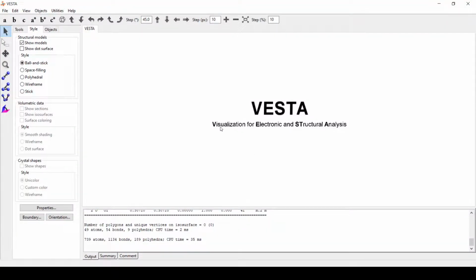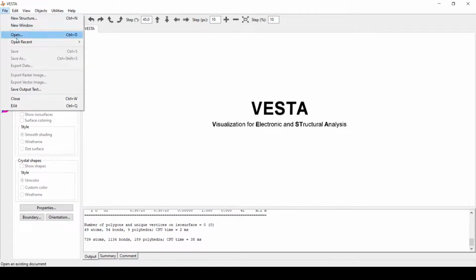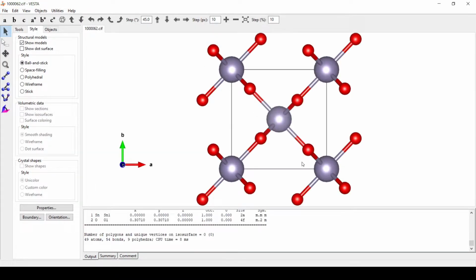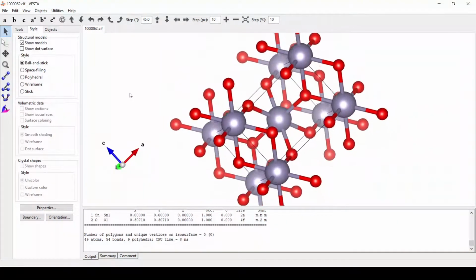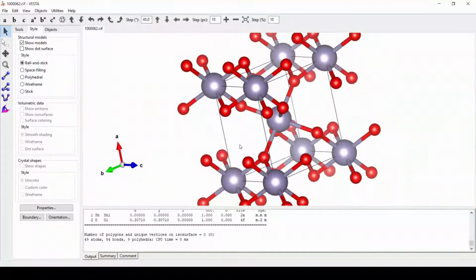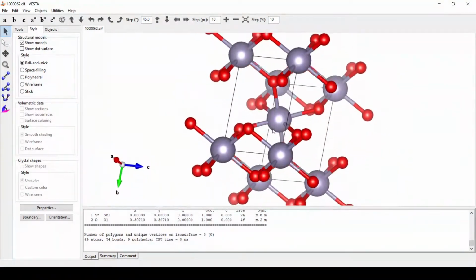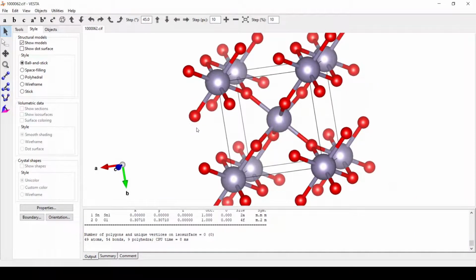Slab out of a unit cell. Here we have a unit cell. This is the unit cell of tin oxide, and we are going to build a slab with the 110 plane exposed. Here we can see different planes exposed.